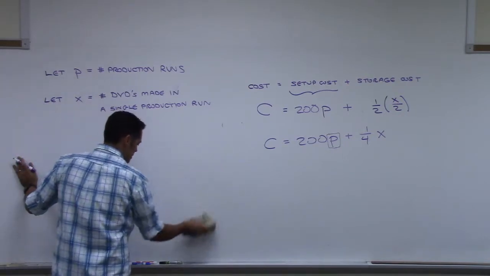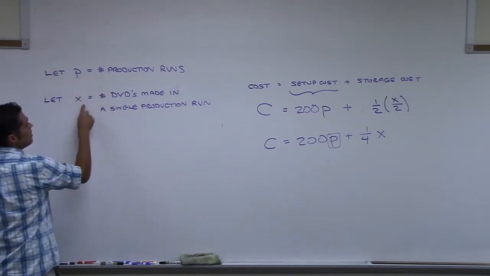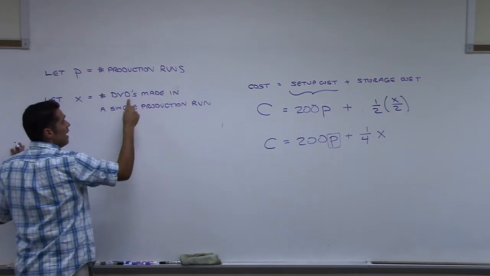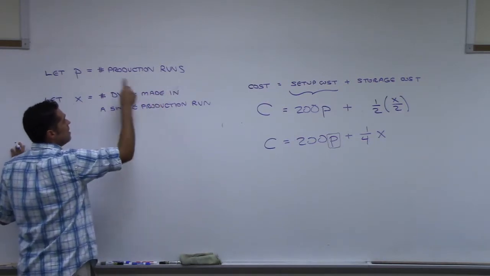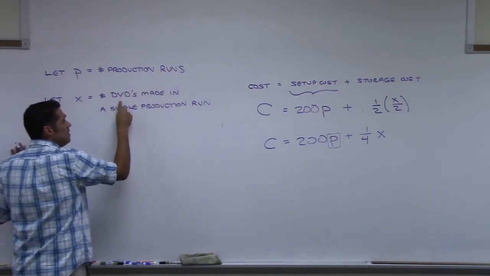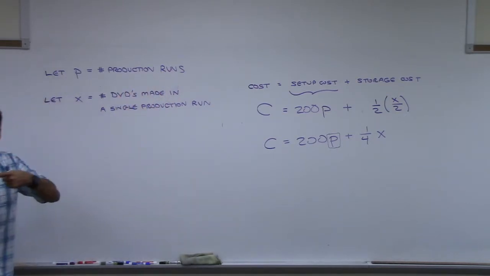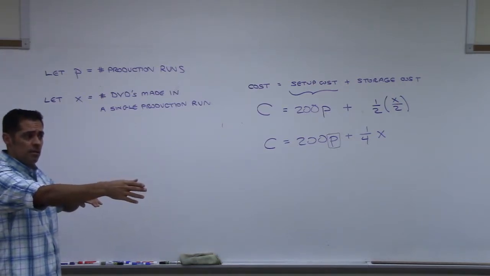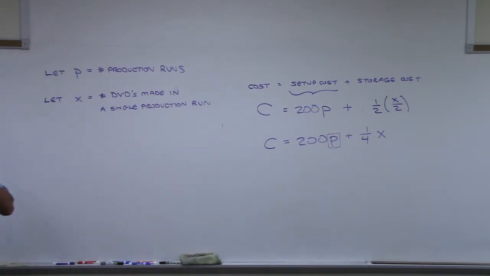I'll give you a hint. It has to do with these two things here. The number of production runs that we have, and the number of DVDs we make in each production run, are somehow related. What is it? 55? Close. It's not the 55, but it's related to the 55. No, no. Is it the RE? I erased the problem, so I can't point to it. 20,000? 20,000. What has to be 20,000?